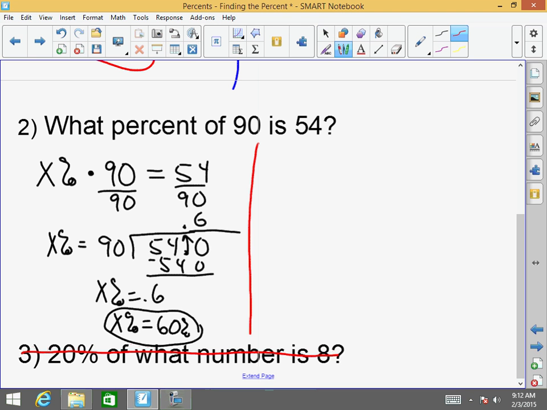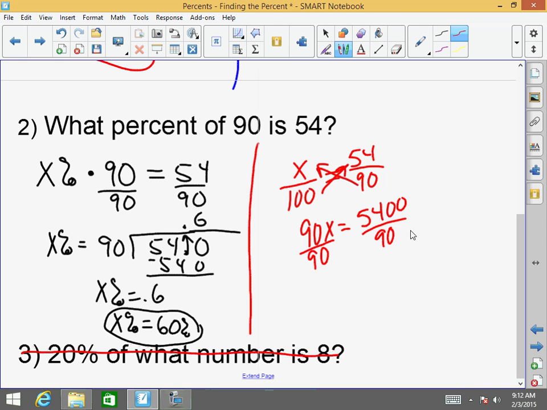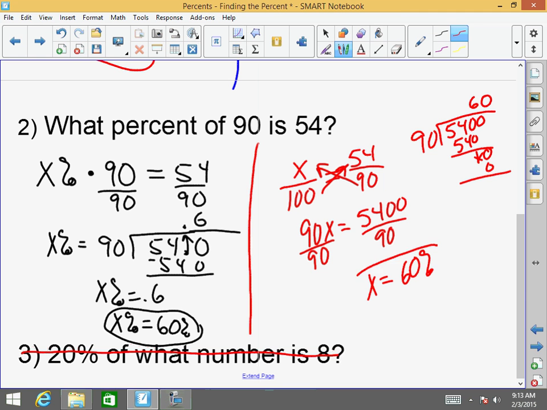Proportion method. What percent, X over 100 equals is over of. Cross multiply. 90x equals 54 times 100. I move the decimal to the right 2 places. That'd be 5,400. Excellent. Divide by 90. And x will equal 90 into 5,400. That is a 6 there. 0. 60 percent.